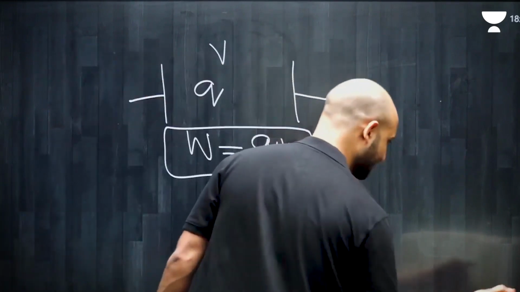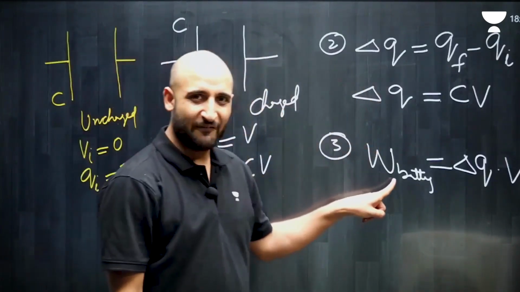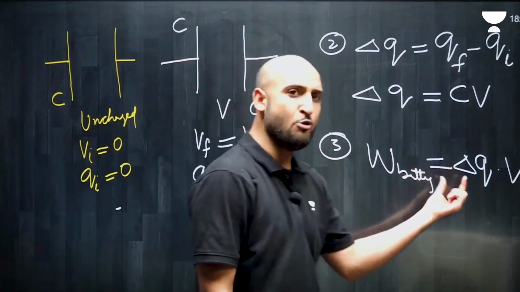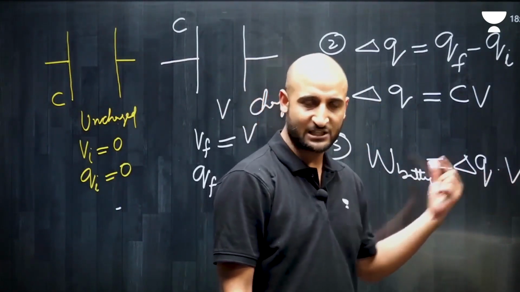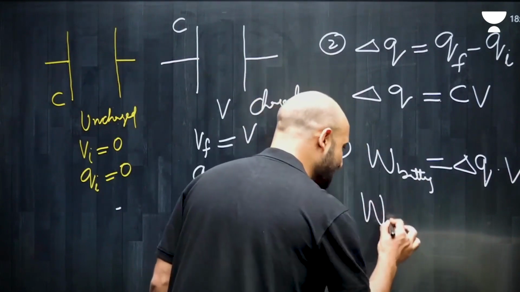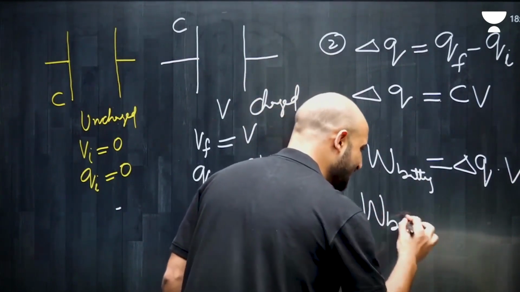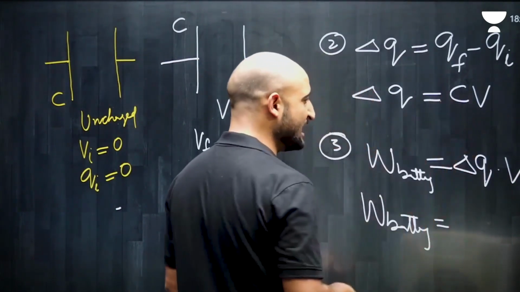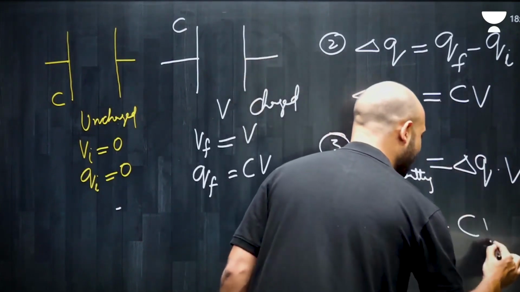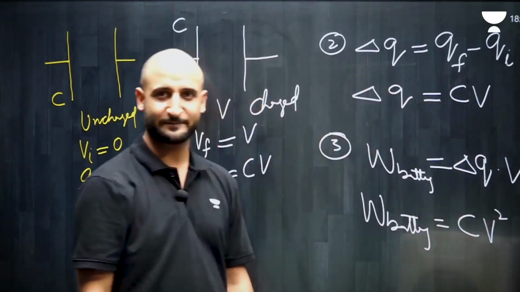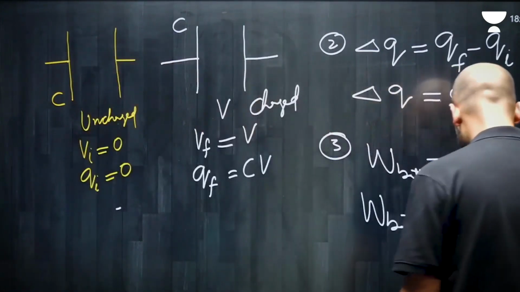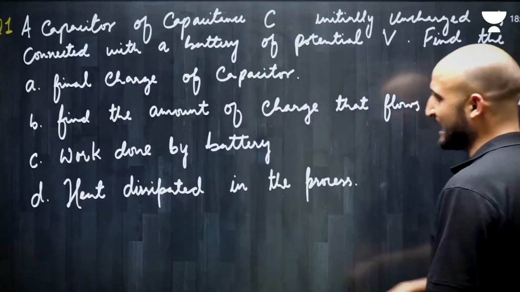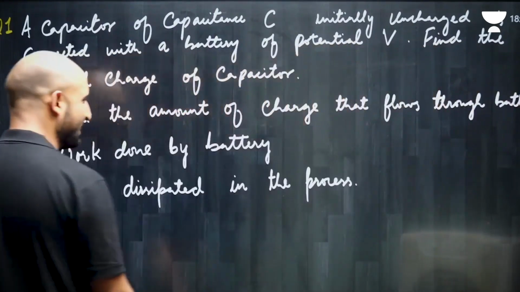Coming back here. The work done by the battery is the amount of charge that flows through the battery into the potential difference of the battery, that's V. So the work done by the battery is equal to delta Q, which is CV, into V. The work done by the battery is CV square. Right, that's my part 3, work done by the battery.